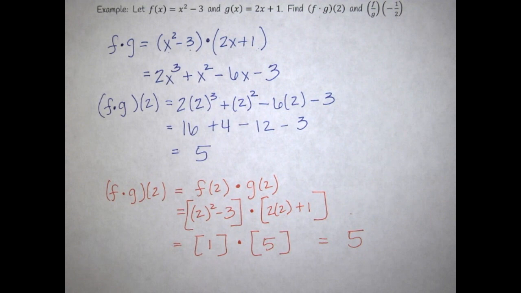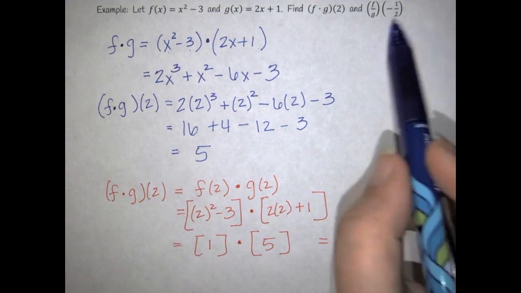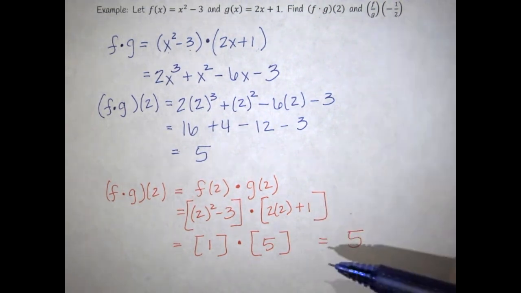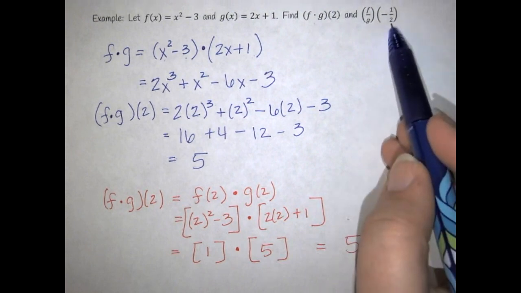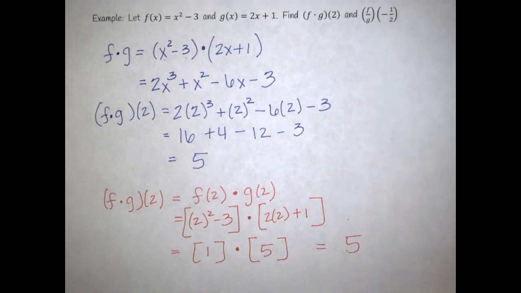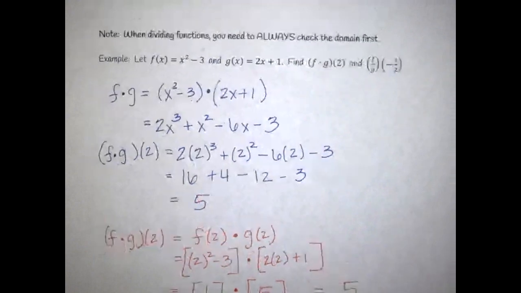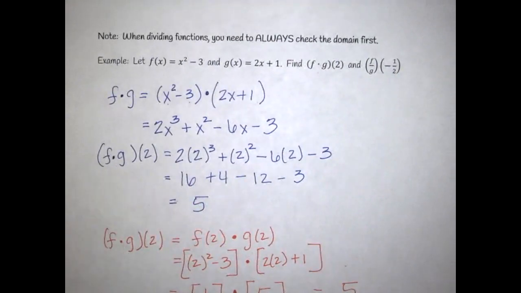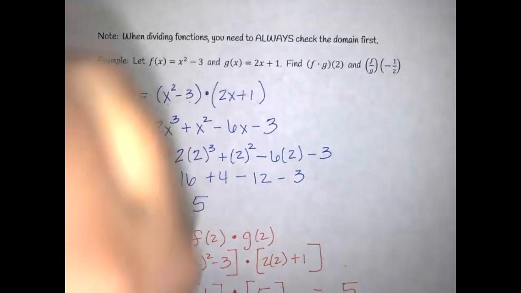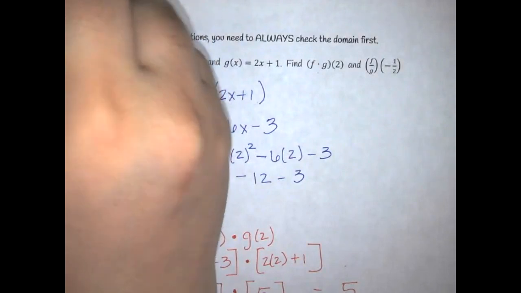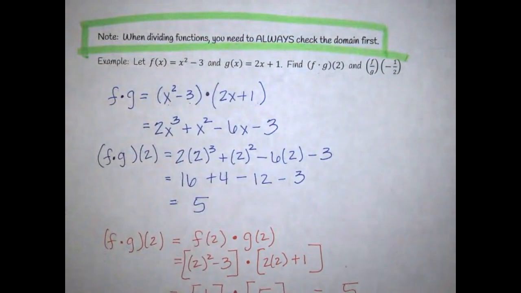Okay. Now the second half of this problem says that we need to do the division and we need to do it at -1/2. So because we're dividing, again, the biggest thing that you need to remember is that whenever dividing, you need to make sure that you always check your domain of the function first before you even get started with your division. Okay? So we need to check the domain of my function.